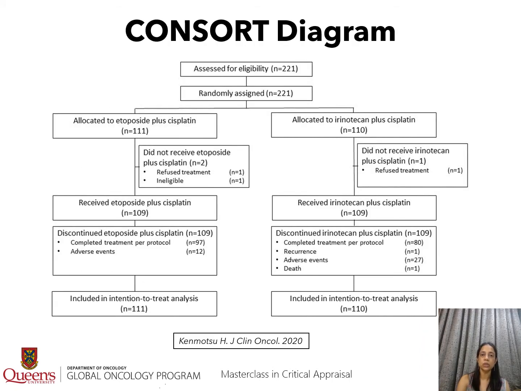This is a CONSORT diagram showing the flow of participants through a typical randomized controlled trial. So participants are assessed for eligibility and then randomly assigned to receive either the experimental or the standard treatment. There are some protocol violations. Participants receive the treatment, and finally, outcomes are compared between the groups.